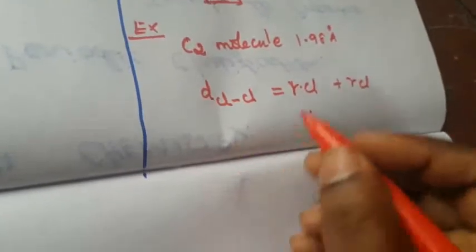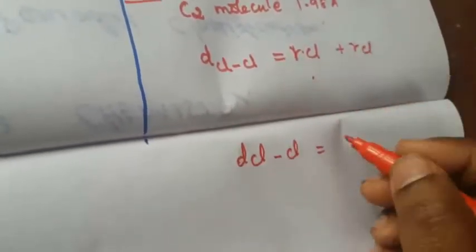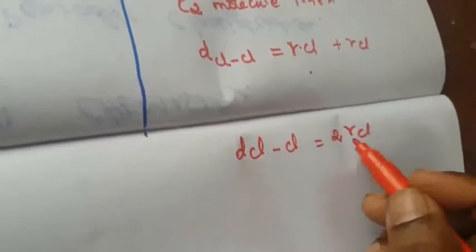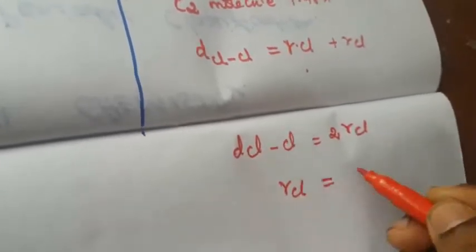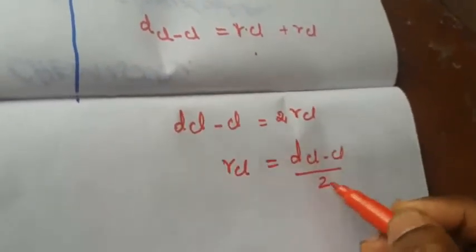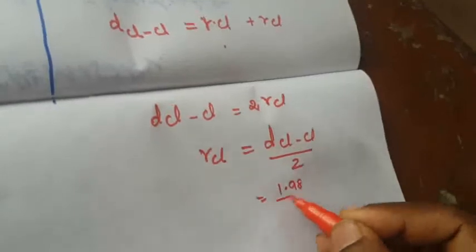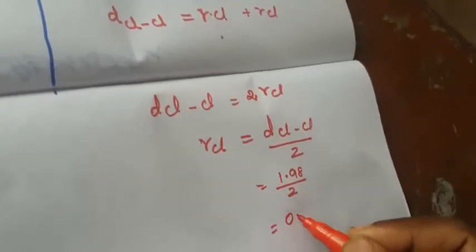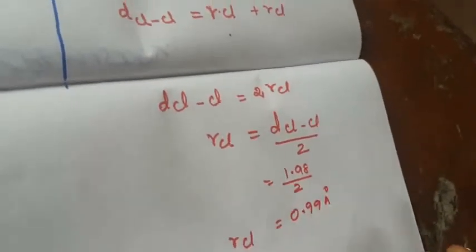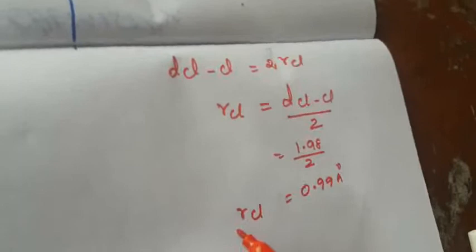So how to calculate again? dCl-Cl equals 2RCl, that is 2 radius. We want the radius of one chlorine atom, so the internuclear distance between Cl and Cl divided by 2. The value given is 1.98, so 1.98 divided by 2 is 0.99 Angstrom. This is the radius of one chlorine atom, and the covalent diameter is 1.98.